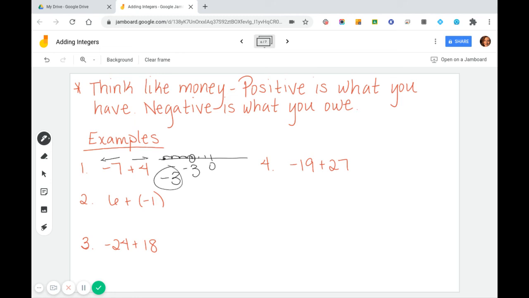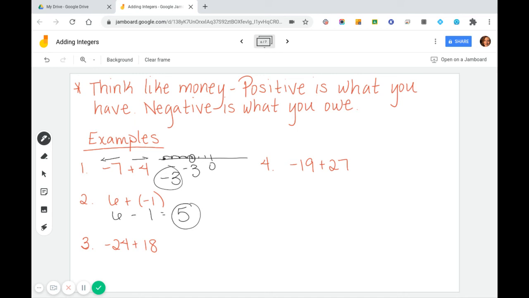Number 2, let's think about that rule for a second. If I find the absolute value of 6 is 6, the absolute value of 1 is 1, I'm going to find the difference, which is 5. And I'm going to keep the sign of the number that had the larger absolute value. 6 had a larger absolute value and it was positive, so it's a +5. I have 5 more positives than I do negatives. I have $6 and I owe you 1. So when I pay you that $1, I still have 5 left over for me.